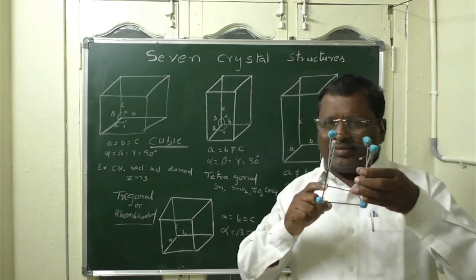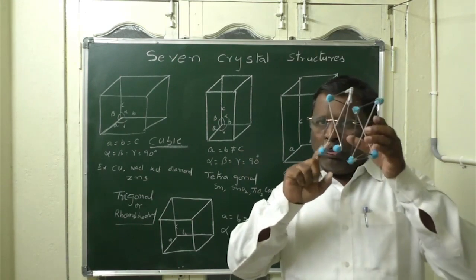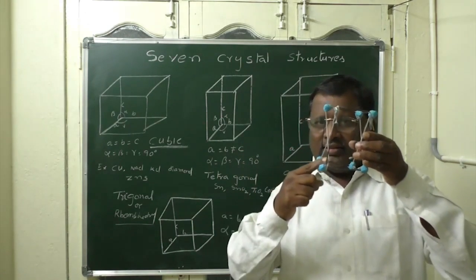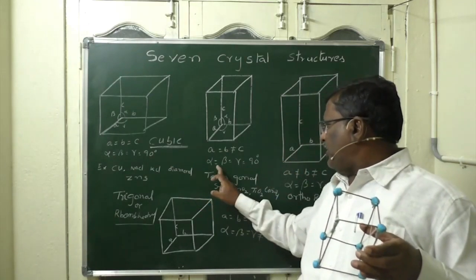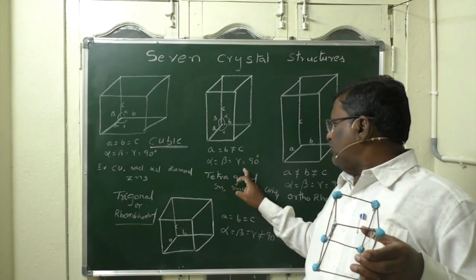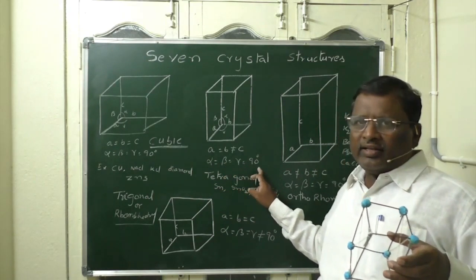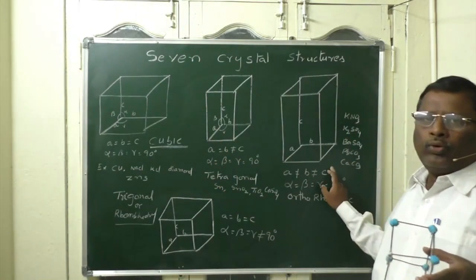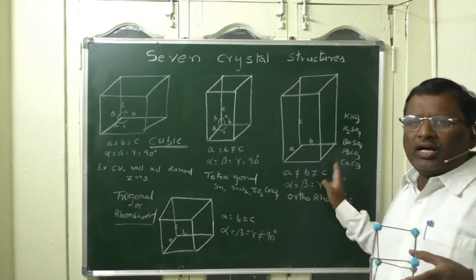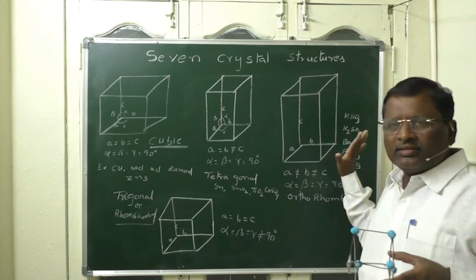but all angles are 90 degrees. That is why alpha is equal to beta is equal to gamma, that is equal to 90 degrees. Remember, in the first 3 structures, CTO, alpha, beta, gamma are 90 degrees.